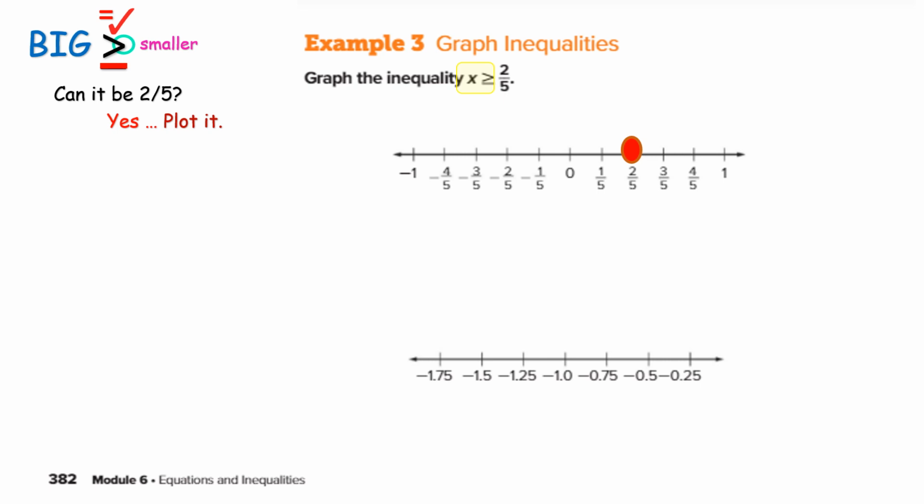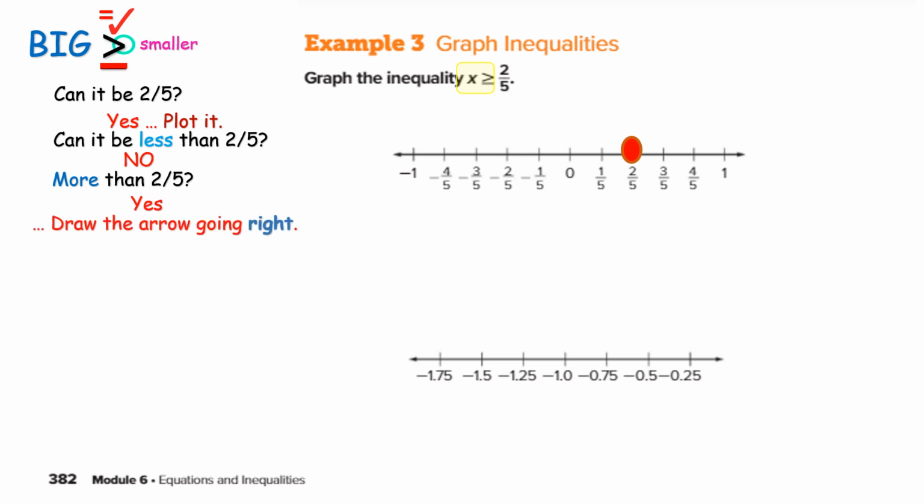Can it be less than 2/5? The arrow is pointing to the smallest number, which is 2/5. So no, it can't be less than 2/5. Can it be greater? Yes. And since that's a yes, then I know that I'm going to shade to the right. That is anything that is larger. All right, so I want you to try this one. Let's see how you do. Come back after you have it answered and let's see if you get to the right answer.